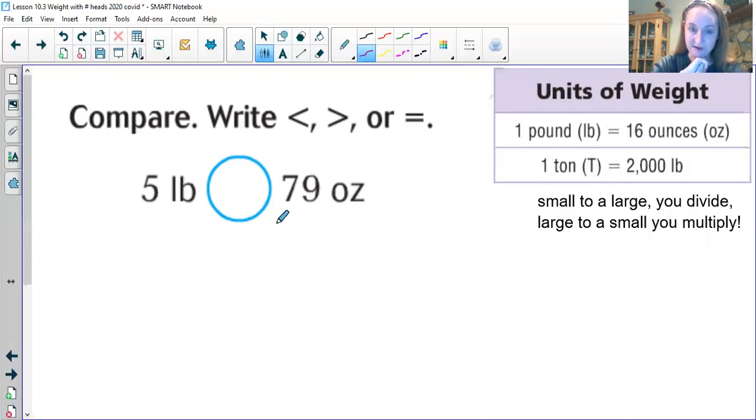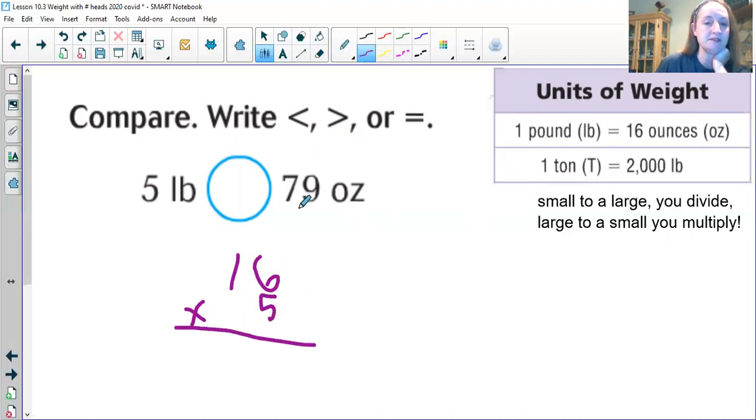Okay, if you press pause, you're ready to check. Let's go ahead. I'm going to choose to convert my 5 pounds to ounces because I like to multiply better than divide. That's just who I am. But if you chose to divide, that's fine too. All right, I'm going to do 16 ounces, and I'm going to multiply it times 5 pounds, and that'll get me the number of ounces. And my goal is to compare it against the 79.